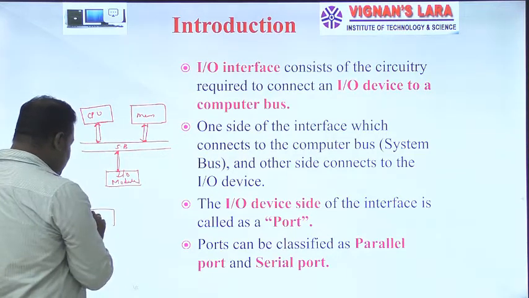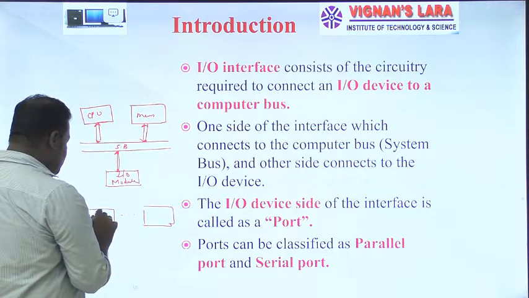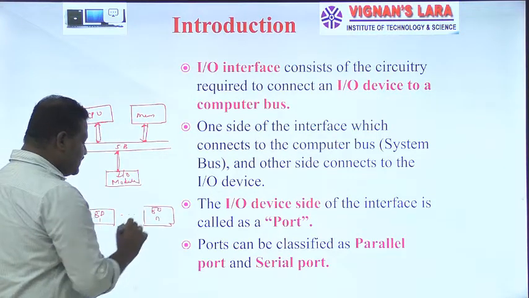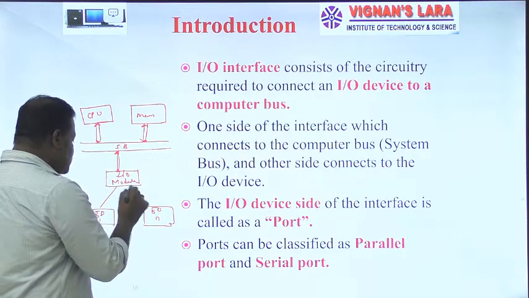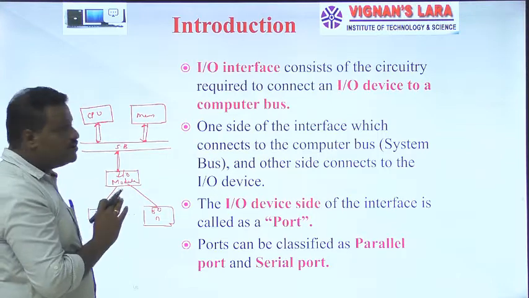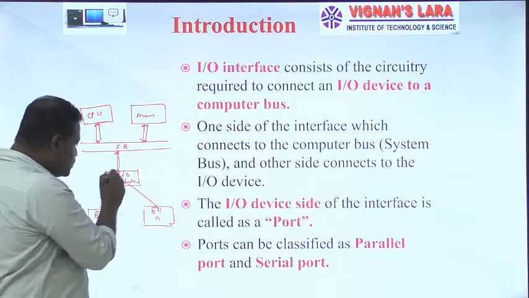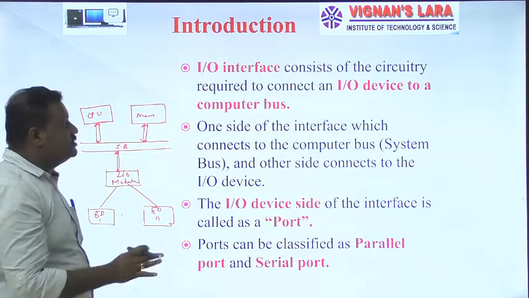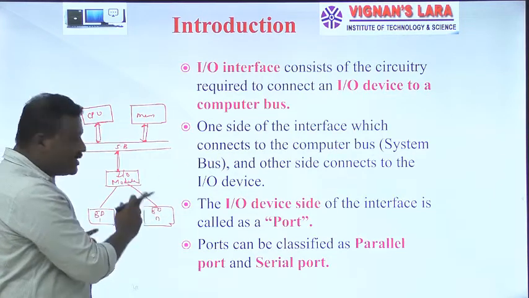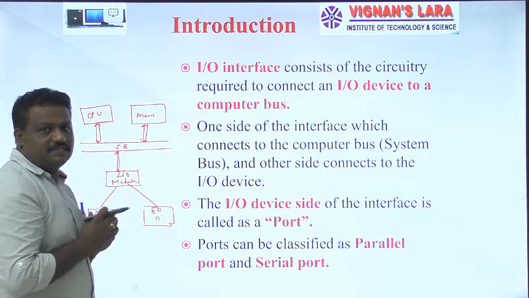On this end you have I/O devices or external devices. Let me assume these are my external devices. This is external device 1 and this is external device n. These devices are connected to our computer system with the help of this I/O module. So what I am saying is that this I/O module consists of the circuitry required to connect these I/O devices or external devices to the computer bus or system bus. That's the meaning of this.